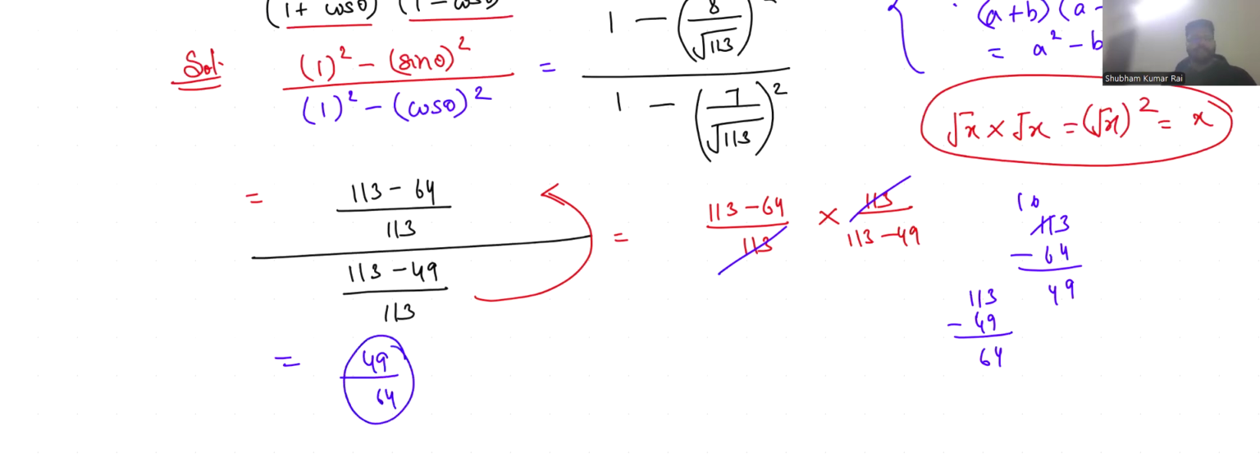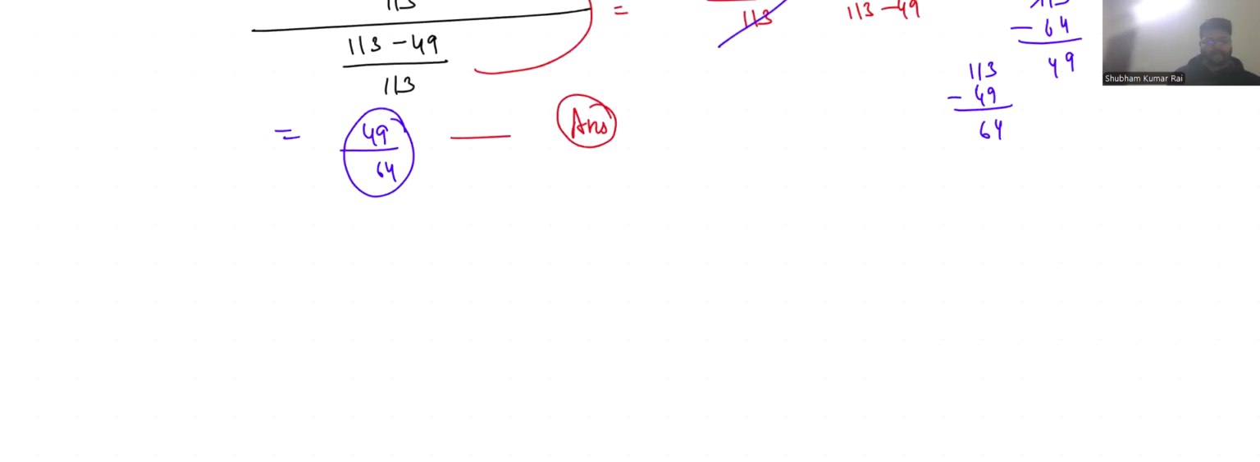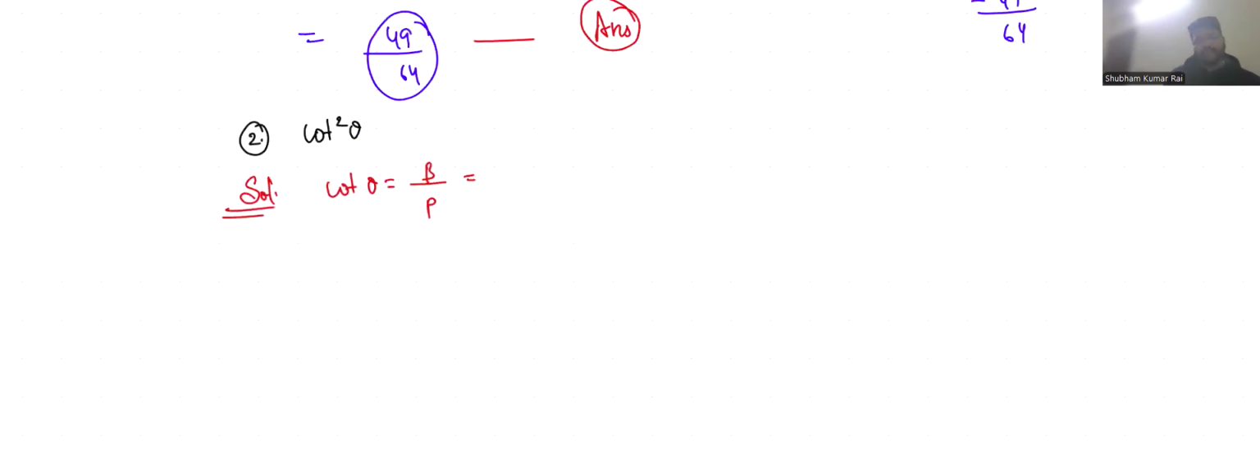Is that clear to each and everyone? This is your final answer for the first question. But now we have one more question as well. The second question is cot square theta. So what is the formula for the trigonometric ratio for cot? We know that cot theta is equal to base upon perpendicular. What was our base? If we check in the right angle triangle, base was 7 and perpendicular was 8, right?